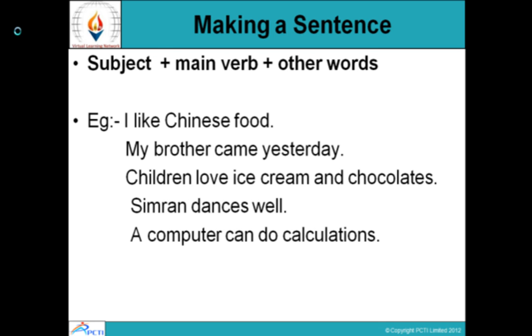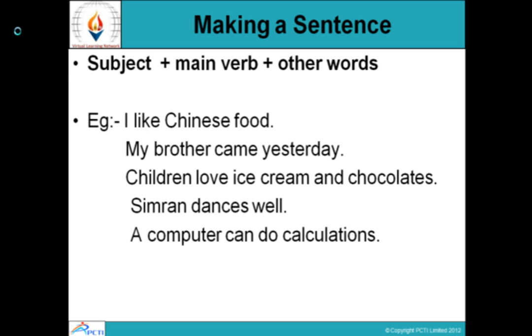Okay. One more method of making a sentence is subject, you all know what a subject is, plus main verb and other words. Please note, in this sentence, there is no helping verb. I like Chinese food. Like is an action, but there is no helping verb.